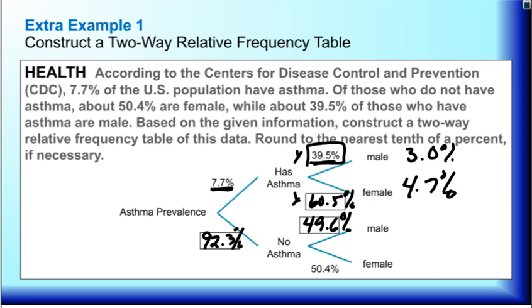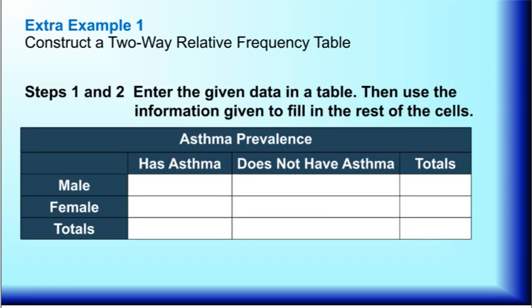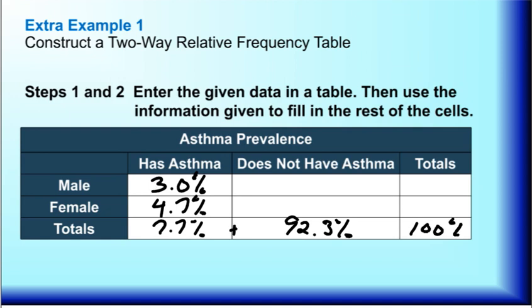So I'm going to go right to my table now, and we're going to put those numbers in here. So male, we said was 3% that have asthma. Female was 4.7%, and the total was 7.7%. And then we already know that 92.3% of the people do not have asthma. And if you add the bottom two, that gives you 100%.